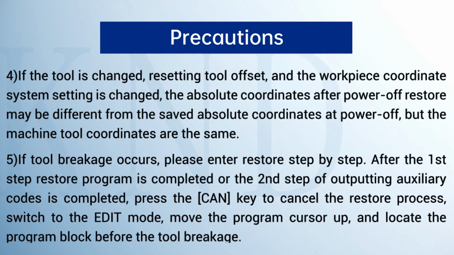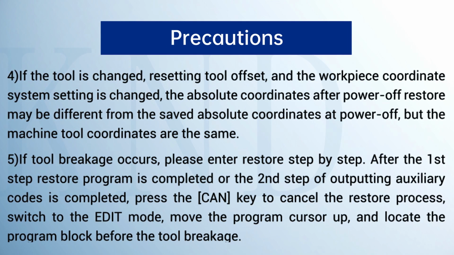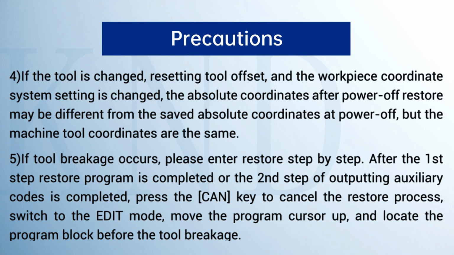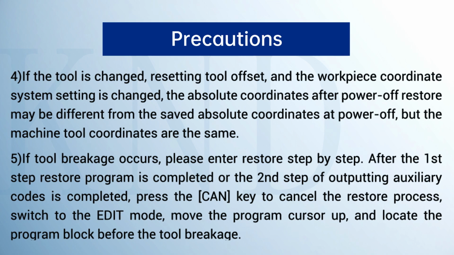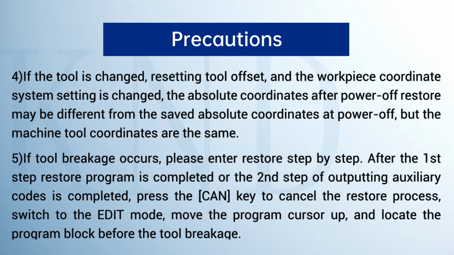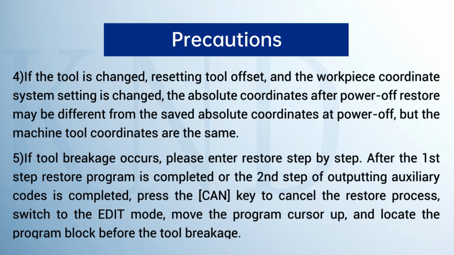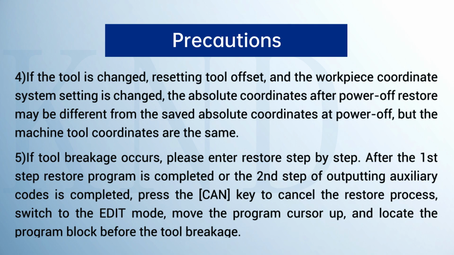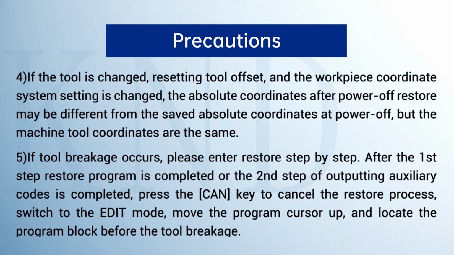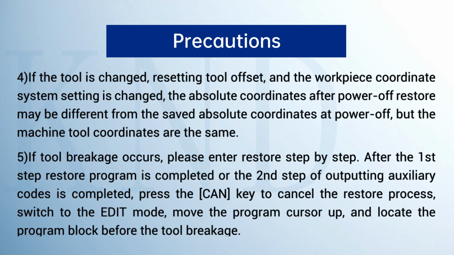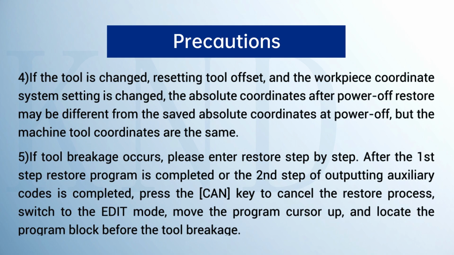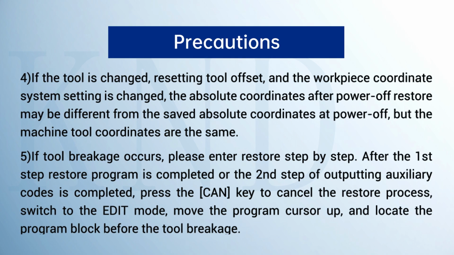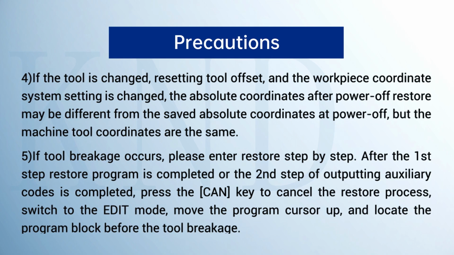4. If the tool is changed, resetting tool offset, and the workpiece coordinate system setting is changed, the absolute coordinates after power off restore may be different from the saved absolute coordinates at power off, but the machine tool coordinates are the same. 5. If tool breakage occurs, please enter restore step by step. After the first step restore program is completed or the second step of outputting auxiliary codes is completed, press the CAN key to cancel the restore process. Switch to the edit mode, move the program cursor up, and locate the program block before the tool breakage.